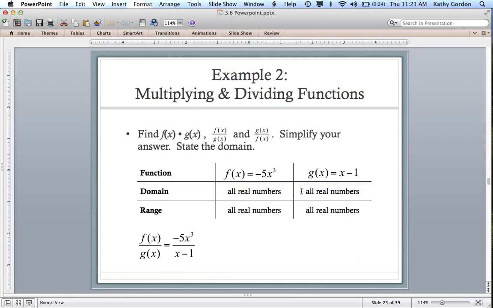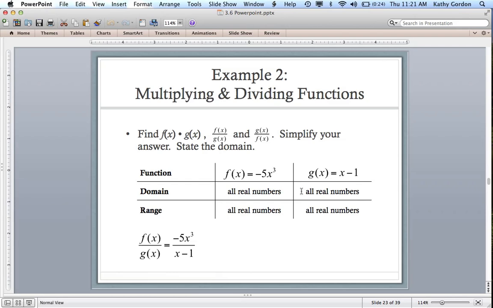Now, what if we decide to divide? So if I want to take f of x over g of x, the setup is the same. I'm going to put my f of x function on top, which is negative 5x cubed. I'm going to put my g of x function in the denominator, which is x minus 1. And then I'm going to simplify anything that's possible. Now in this case, there are no common factors in the numerator and the denominator, so there's nothing to simplify.